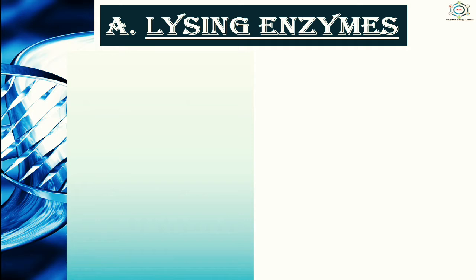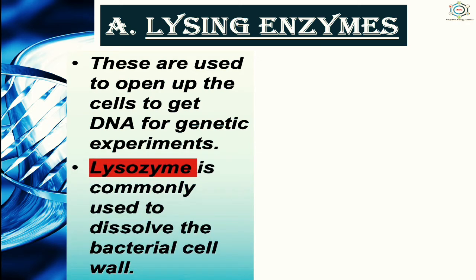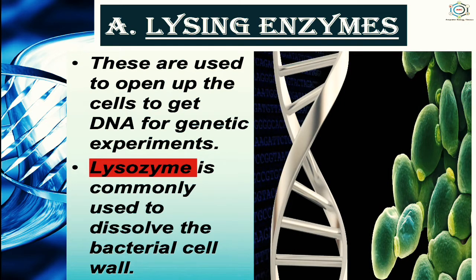The first enzyme is lysing enzyme. So what are lysing enzymes? These are used to open up the cells to get DNA for genetic experiments. Lysozyme is commonly used to dissolve the bacterial cell wall. Cell lysis is used in laboratories to break open cells and purify or further study their contents. Lysis in the laboratory may be effected by enzymes or detergents or other chaotropic agents. Lysis is also used for protein purification, DNA extraction and RNA extraction.